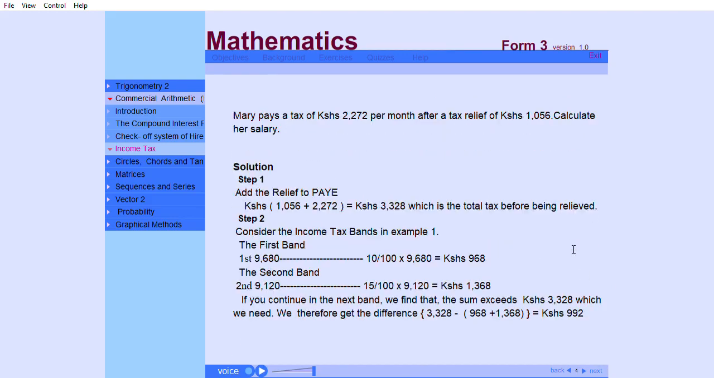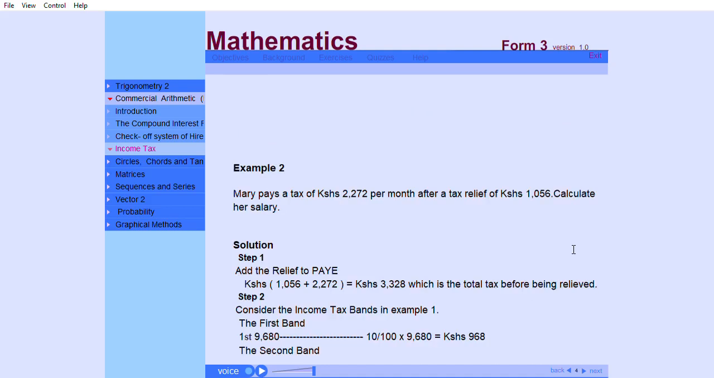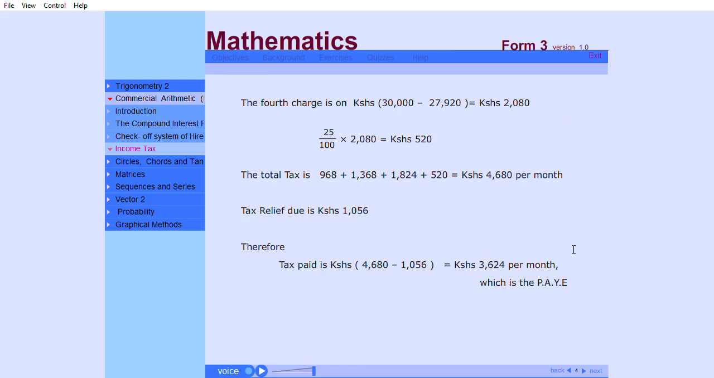The fourth charge is on 30,000 Kenya shillings minus 27,920 Kenya shillings, which is equal to 2,080 Kenya shillings. 25 over 100 multiplied by 2,080 is equal to 520 Kenya shillings. The total tax is 968 plus 1,368 plus 1,824 plus 520, which is equal to 4,680 Kenya shillings per month.